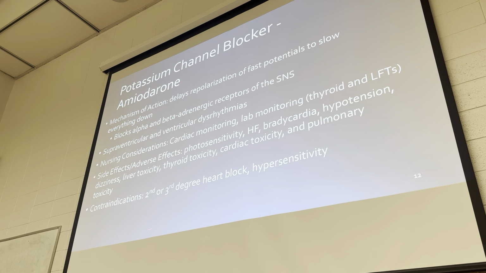Again, if there's heart blocks, we are not going to give this. And if there's hypersensitivity, if the patient's had it before and had a reaction, then we should probably not choose this, and the provider should pick something different.